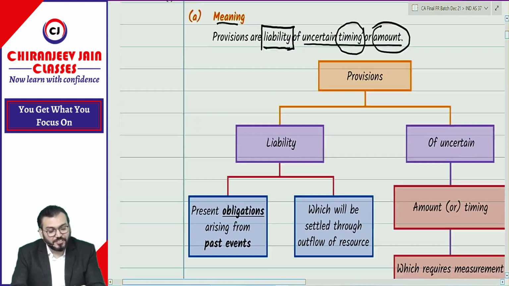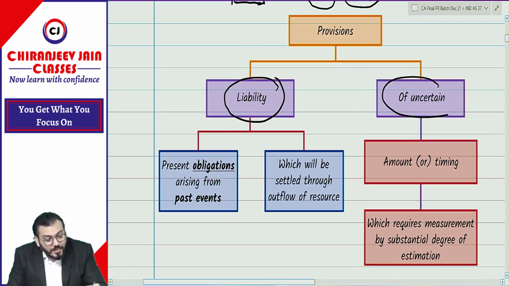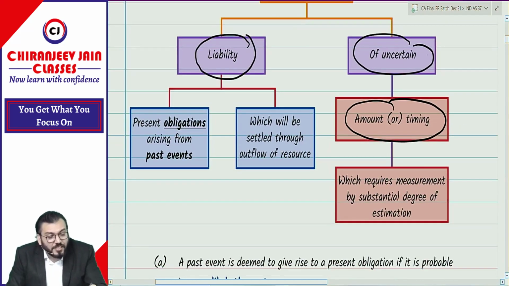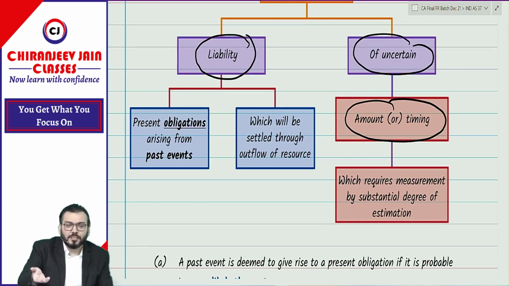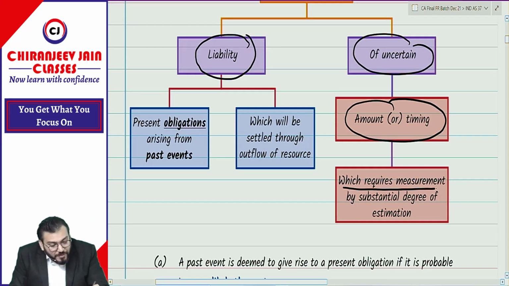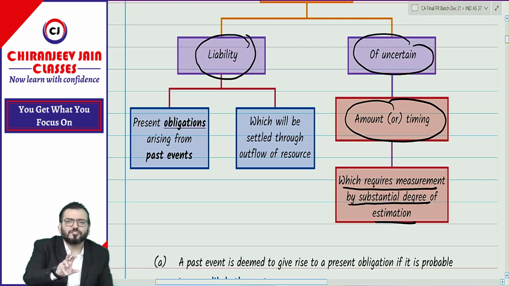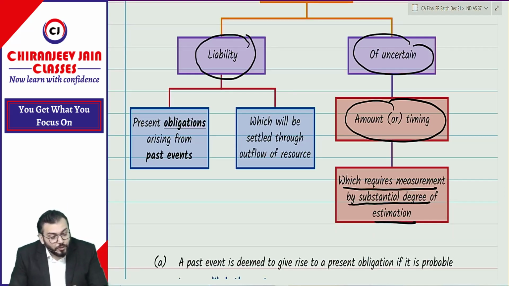If you see this chart, of uncertain timing or amount. So if it is uncertain, for recognition it requires measurement. Measurement means reliable estimation. So it requires measurement by a substantial degree of estimation. Substantial degree of estimation means the estimation should be accurate, that is, the best estimation.